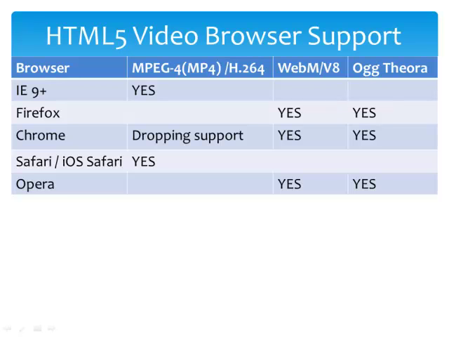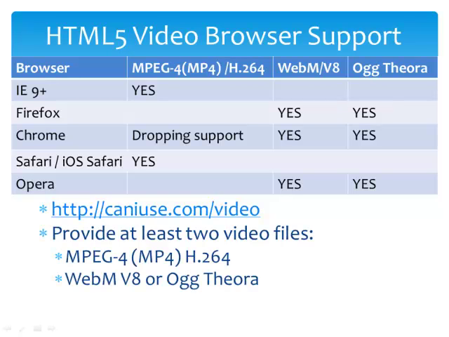Popular browsers do not support the same codecs. Check the website caniuse.com/video for the most current level of browser support. The solution is to create multiple versions of the video file. For support by popular browsers, provide at least 2 video files.